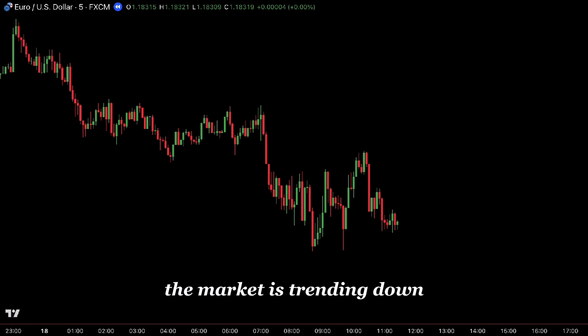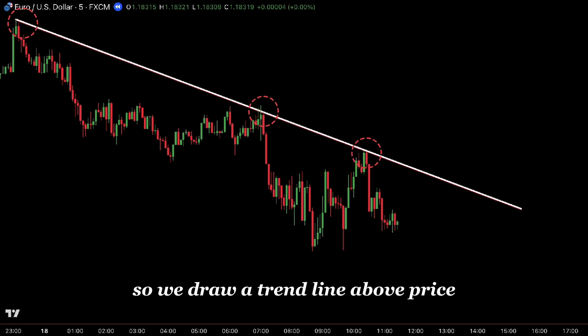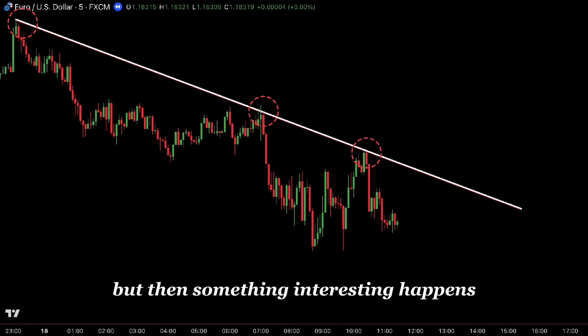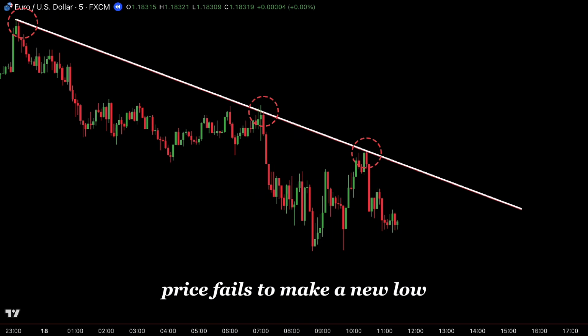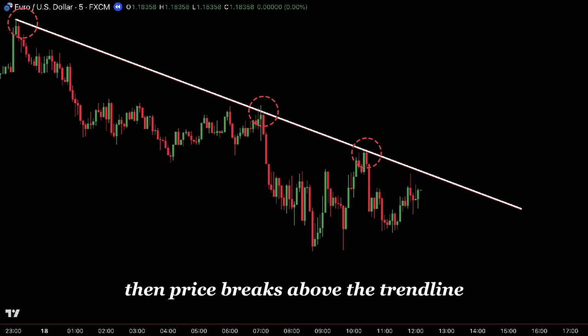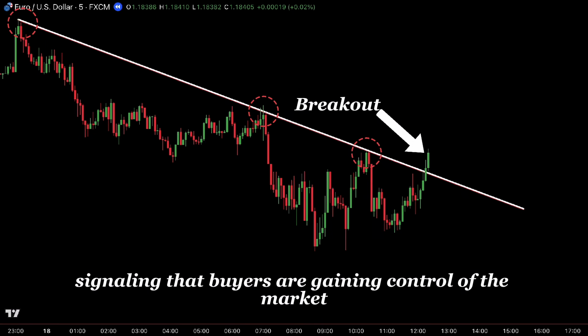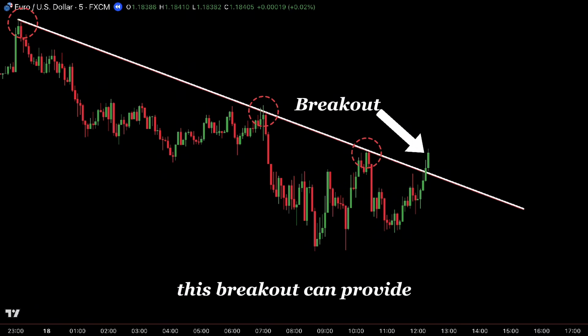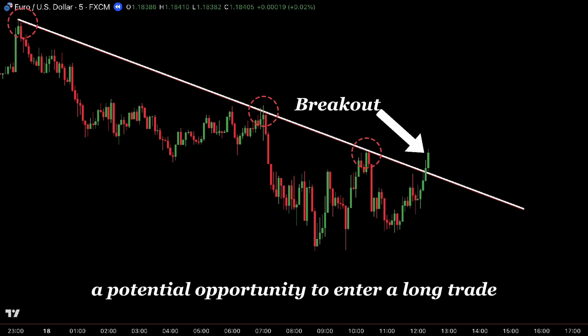The market is trending down, so we draw a trend line above price, connecting the swing highs. But then something interesting happens. Price fails to make a new low and starts forming higher lows. This is often an early sign that the selling pressure is weakening. Then price breaks above the trend line, signaling that buyers are gaining control of the market. This breakout can provide a potential opportunity to enter a long trade.